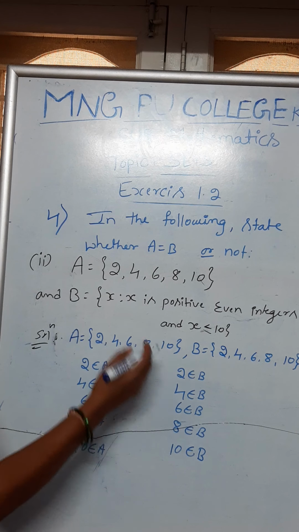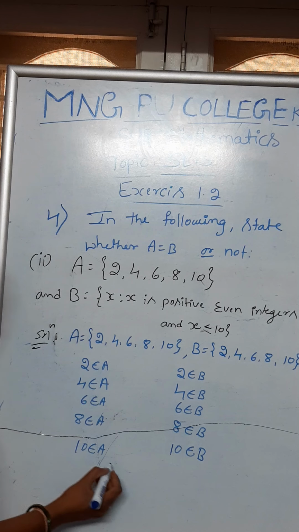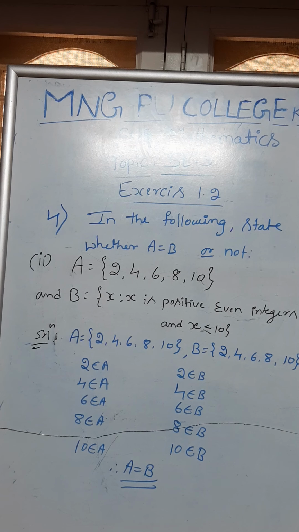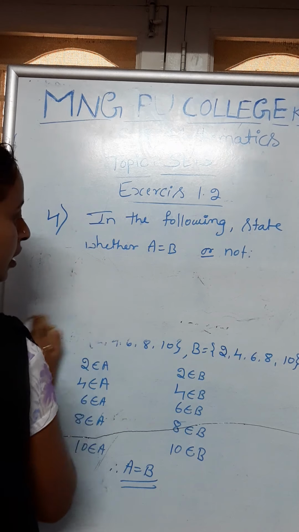So the elements are exactly the same in the two sets A and B. Therefore set A equal to set B. Both sets are equal. Is the following pair of sets equal? Okay, take the fifth one.